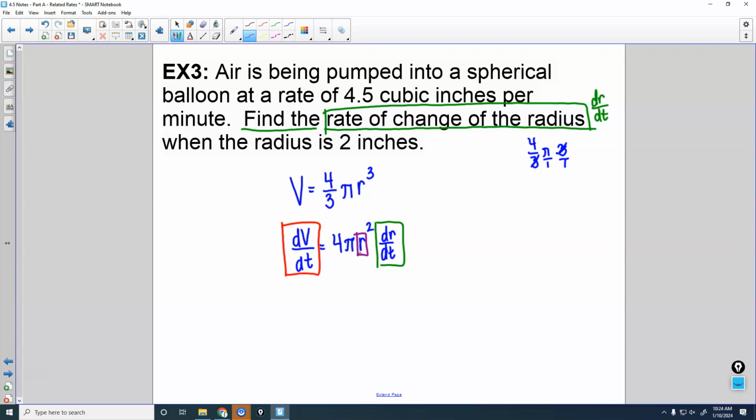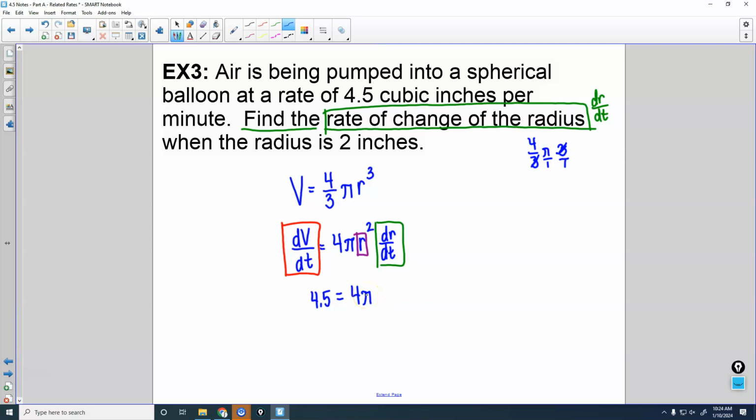4.5 cubic inches. Perfect. That is the rate at which our volume is changing, right? That air being pumped in. It doesn't say anything about volume there, but it's cubic inches, which tells me it's volume, right? So that's the rate the air is being pumped in. That's our volume changing. So 4.5 equals 4 pi.